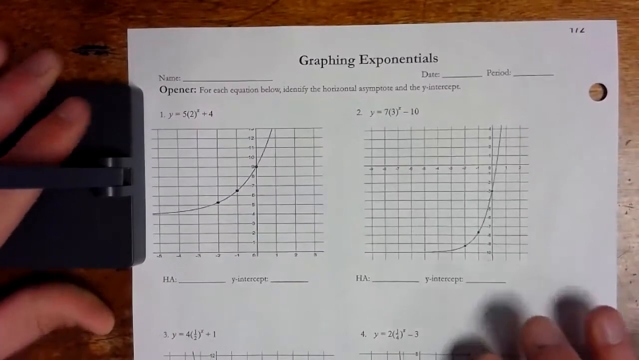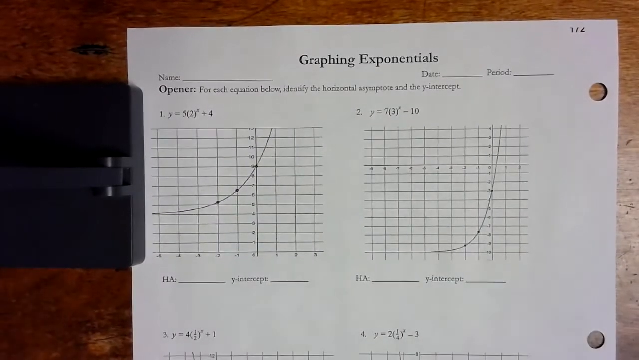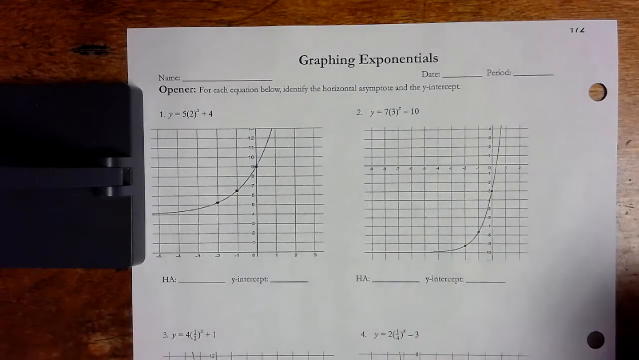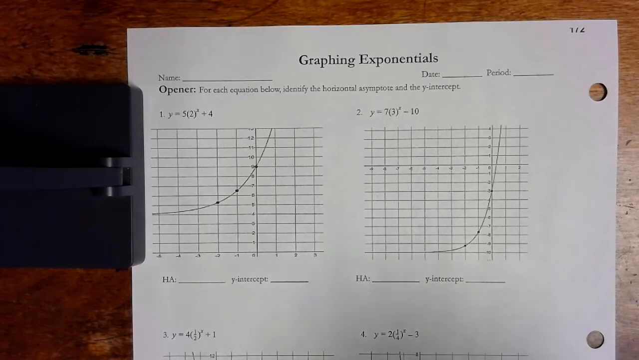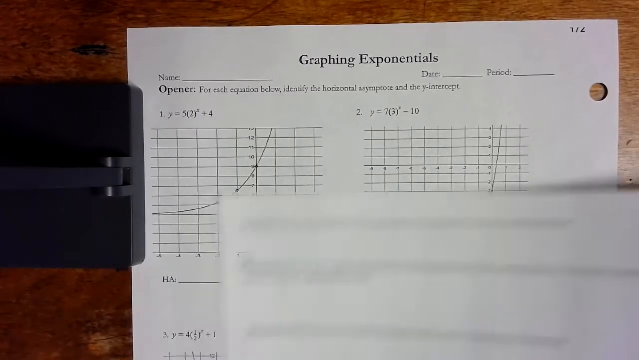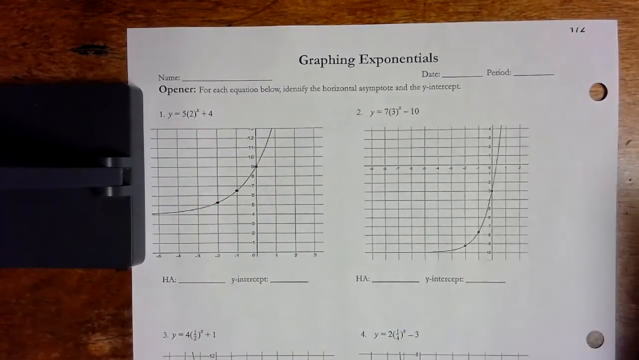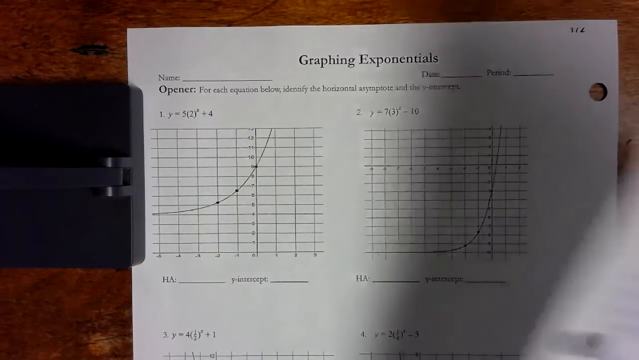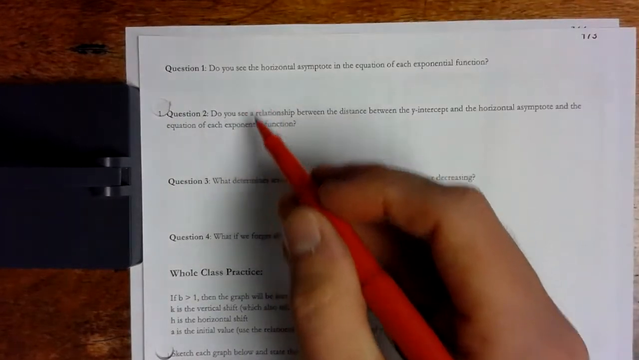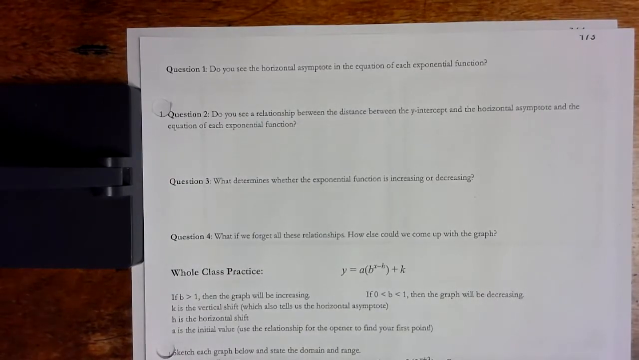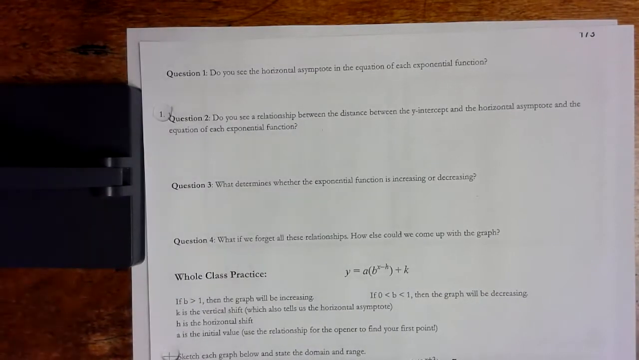On page 172, all this first page is an opener. I don't even want you to write the equation here. Rather, I'm just going to have you identify, if you see HA, that represents the horizontal asymptote, and then the y-intercept. So take a second and write all those things down, as on the next page we're going to try to make some connections between what we see in the equation and what we see on the graph. So identify the horizontal asymptote and y-intercept, and then start thinking about questions 1, 2, 3, and 4 on the following page. Hit pause to do this, and then you can unpause once you're ready to keep going.